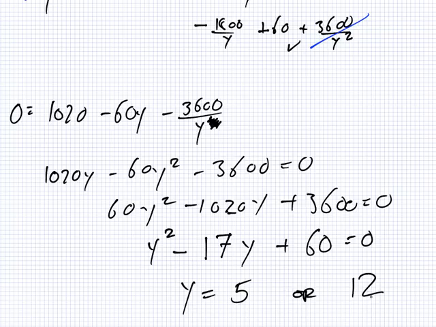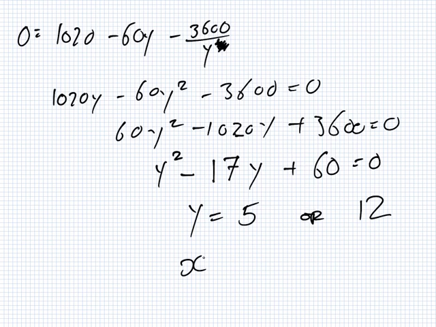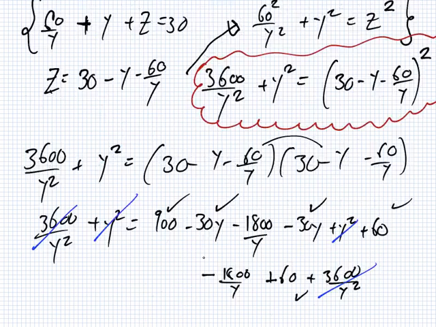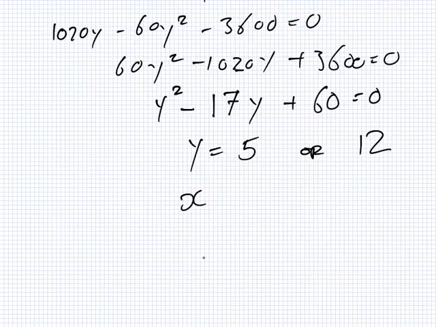But we have two answers, of course. Do you remember our formula for x? We had it earlier. x equals 60 over y. So 60 over 5 is 12, and 60 over 12 will be 5.